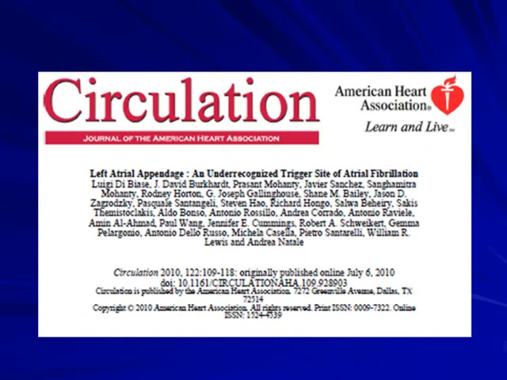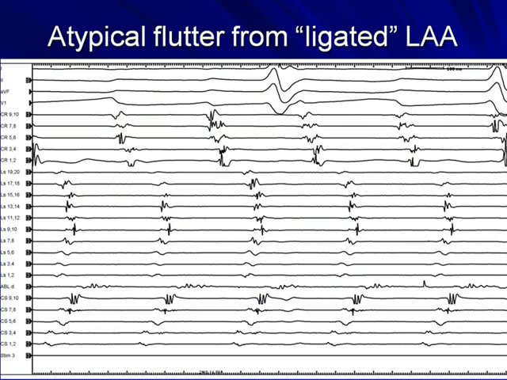Now the other reason mentioned is that an appendage, ligated or not, can potentially be a trigger for atrial fibrillation. This is not very common in the paroxysmal patients. It's probably more common than we realize and is currently being studied as far as its incidence with persistent and long-standing persistent patients. Here's just an example of a patient with very fractionated areas.